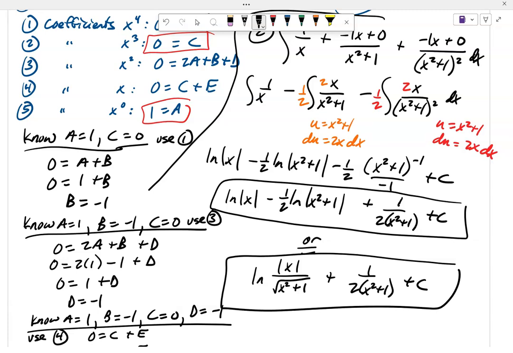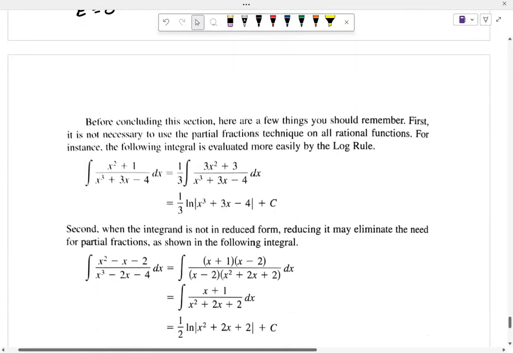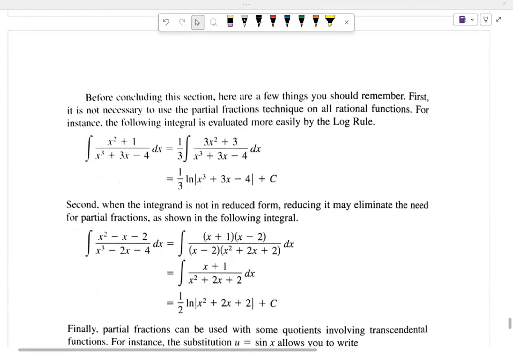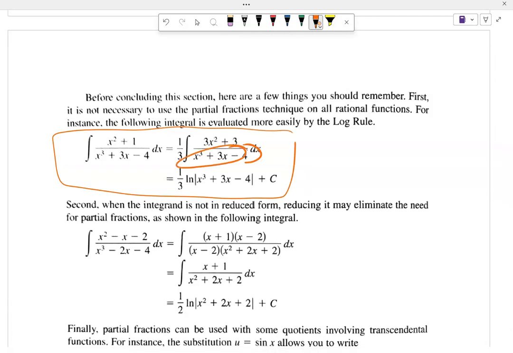And just a couple notes at the end here. A few things you should remember. Number 1, it's not necessary to use it on everything, right? Like this one is not appropriate, because if I just do this with u substitution, where I let u be this x cubed plus 3x minus 4, I can do this. That'll work for you.